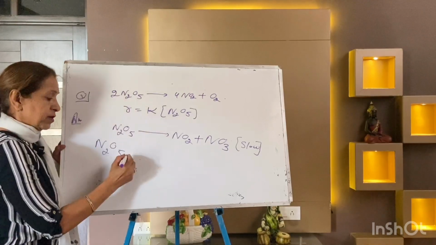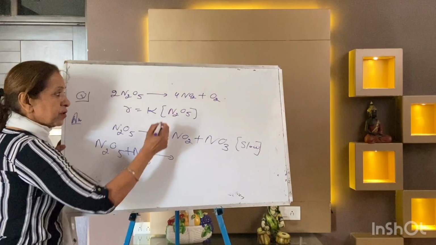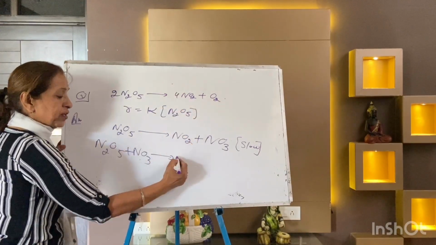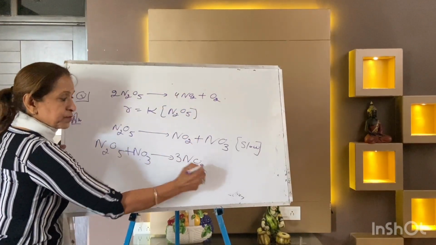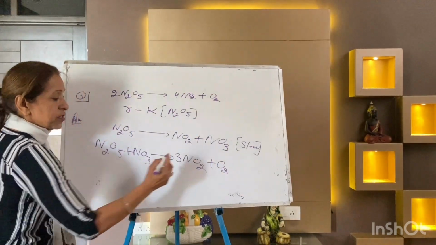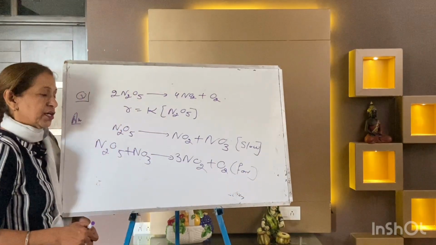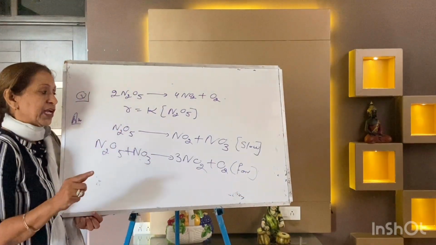One more N2O5, NO3 get added up here. Now what is left? 4 NO2. 1 NO2 there, 3 NO2 more, and plus oxygen. You can check. This is the fast step. You can check in the fast equation, in the product side, everything will come.